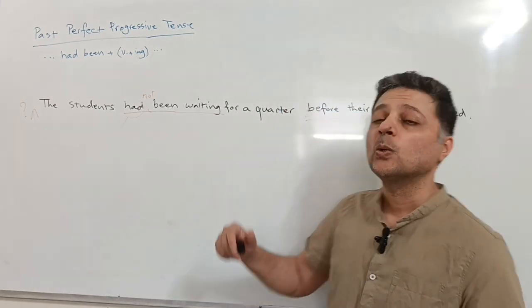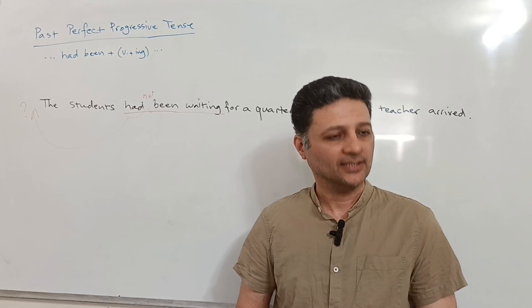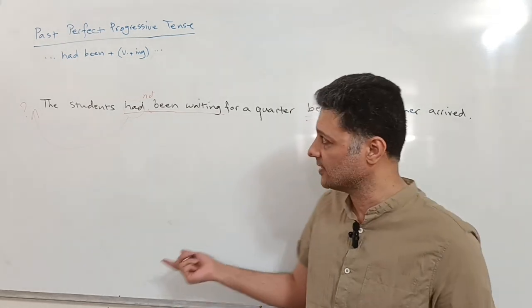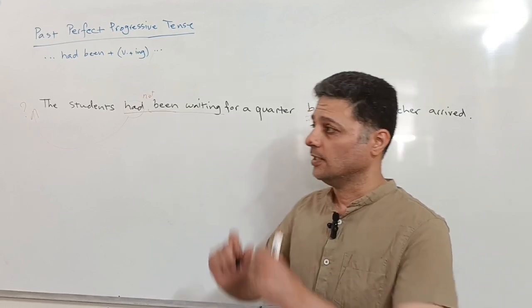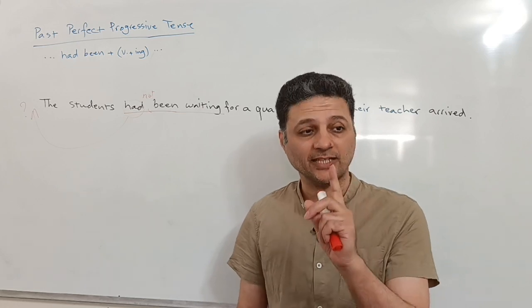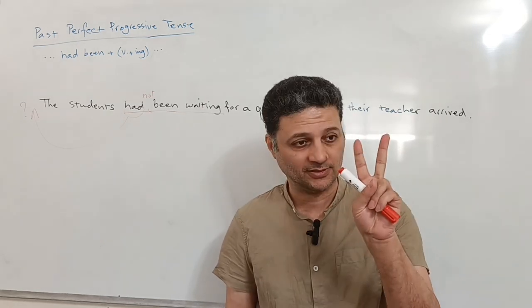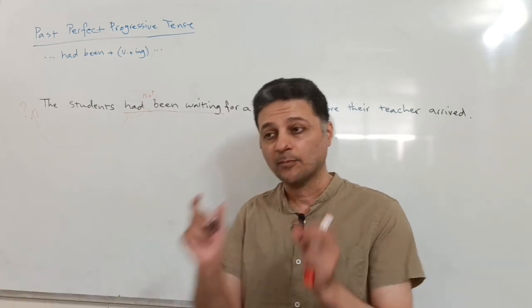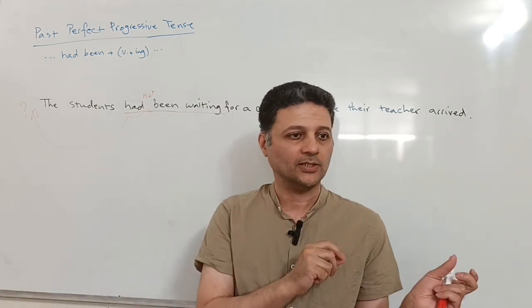Well, look, why do we use this tense in the first place? The purpose, the philosophy behind the use of this tense is, first of all, we are talking about an action that happened in the past, not a single action. Actually, we are looking for two actions. Both of them happened in the past, but one of them happened earlier than the other one.